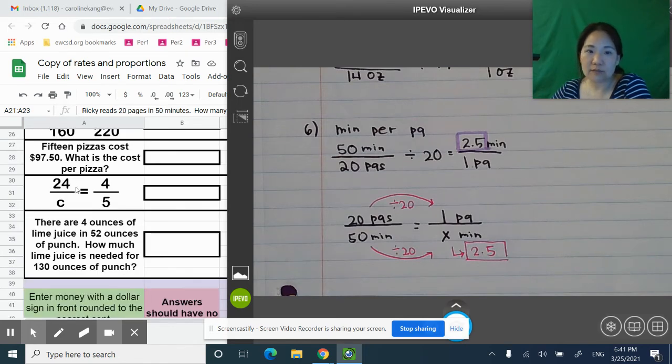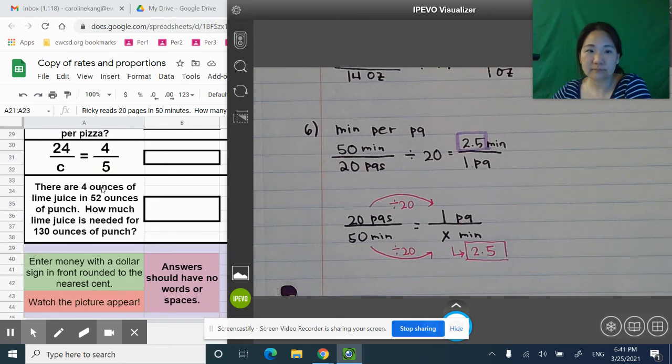I'm not going to solve the next one either because look, you're just looking for the variable. So you need to go from right side to the left, right to left. What do you do to 4 to get 24? 4 times what is 24? And then you do the same thing here.